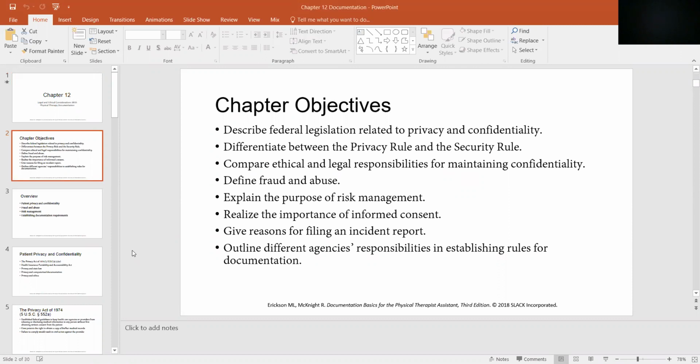between the privacy rule and the security rule, compare ethical and legal responsibilities for maintaining confidentiality, define fraud and abuse, explain the purpose of risk management, realize the importance of informed consent, give reasons for filing an incident report, and outline different agencies' responsibilities in establishing rules for documentation.